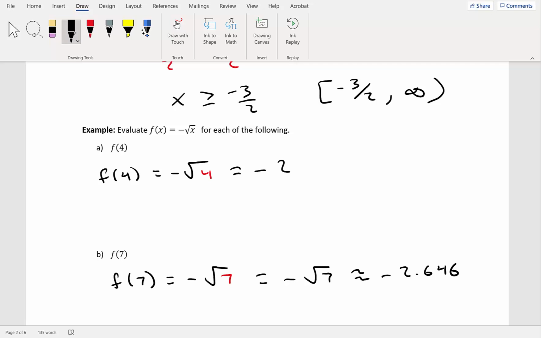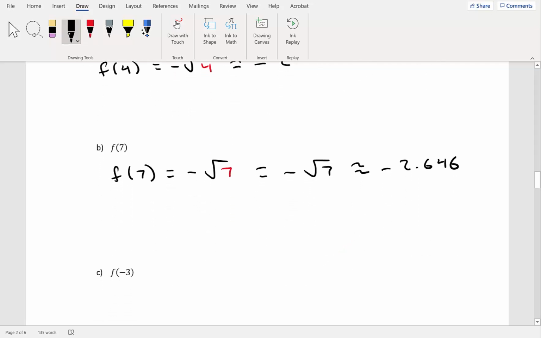Now in the homework, be careful with what it's asking for. If it says to approximate your answer, to say 3 decimal places, then it's asking for the decimal form. If it asks for the exact answer, then you just leave it as the radical. Just leave it as negative square root of 7. This is the exact answer.